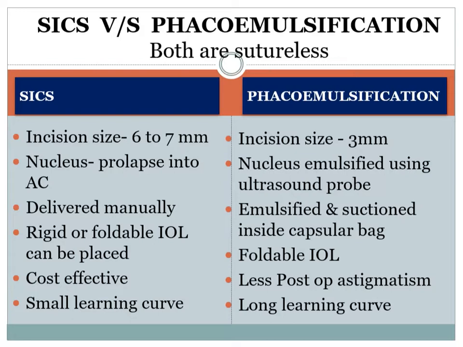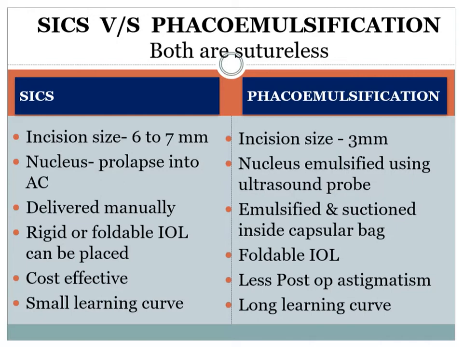In case of small incision, you will deliver the nucleus in toto by prolapsing it into the AC first, and then outside of the eye using the wire vectors. Whereas in case of phaco, you emulsify the nucleus and suck the entire nucleus by using the ultrasound probe. Okay, so you are not bringing the nucleus into the anterior chamber at all in case of phacoemulsification.